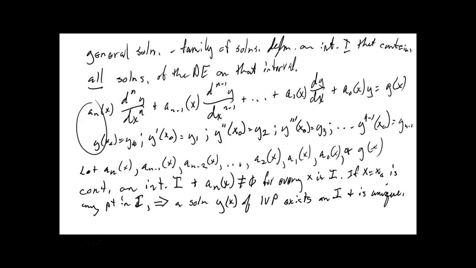They can't have any missing values or anything else. They have to be true for every x in the interval I. And if x equal x0 is any point in I, in other words, this point here has to also be in the interval I, then the solution does exist and it is your unique solution.